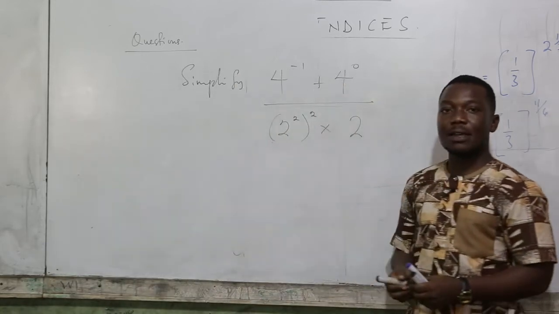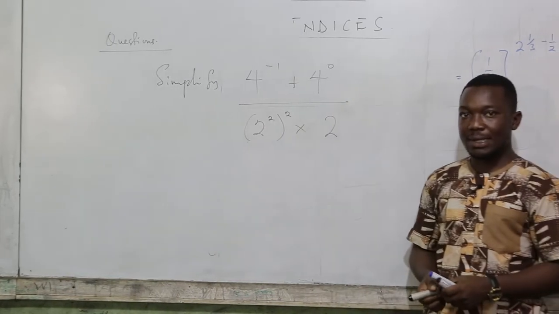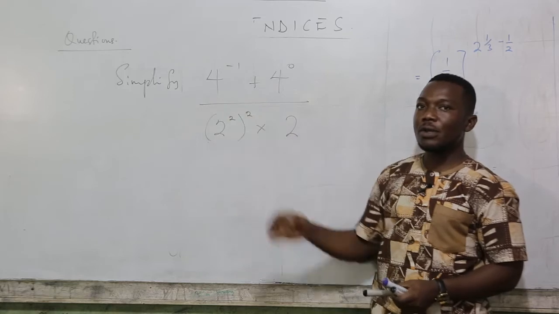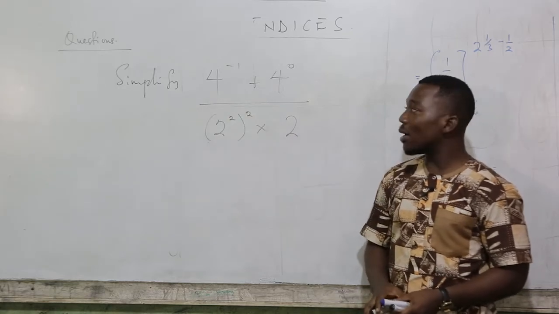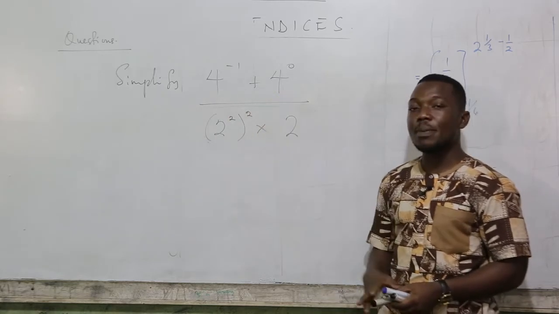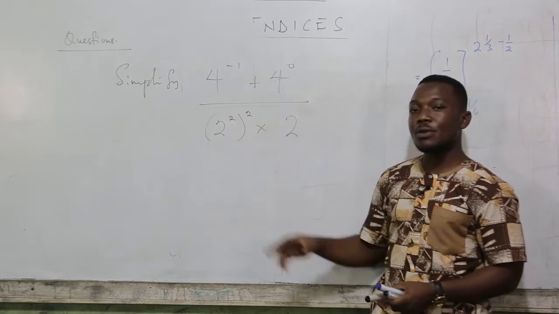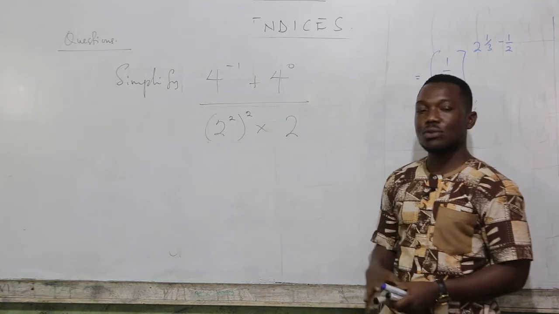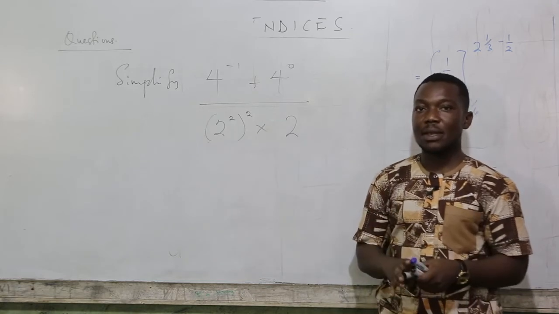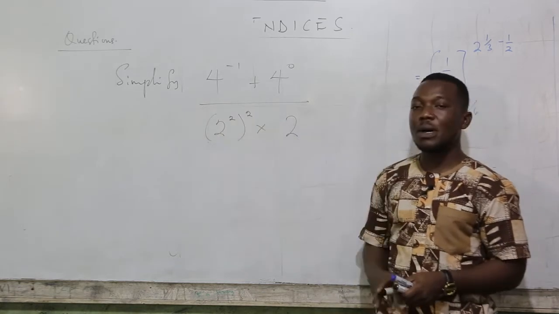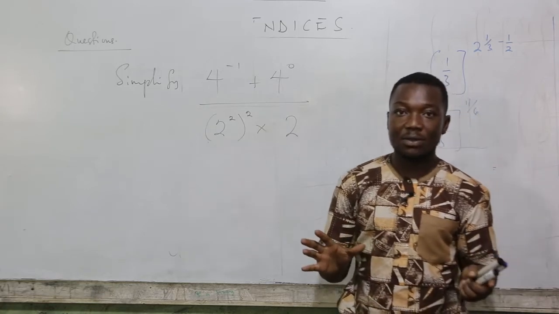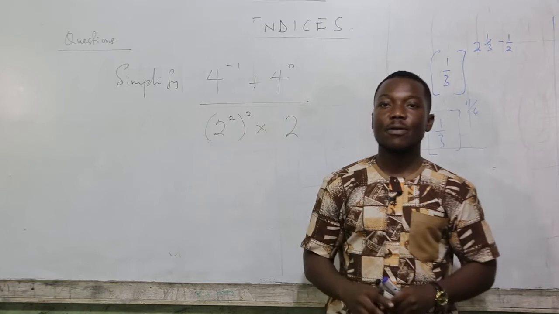All right, so this is our last question for the day regarding indices. Now, this question we have simplified: 4 raised to the power -1 plus 4 raised to the power 0, all out of 2 raised to the power 2, all raised to the power 2 times 2. So we are going to take our time and work. Now, what does 4 raised to the power -1 mean? I said anytime you have a negative index or a negative power, we are going to have a fraction.